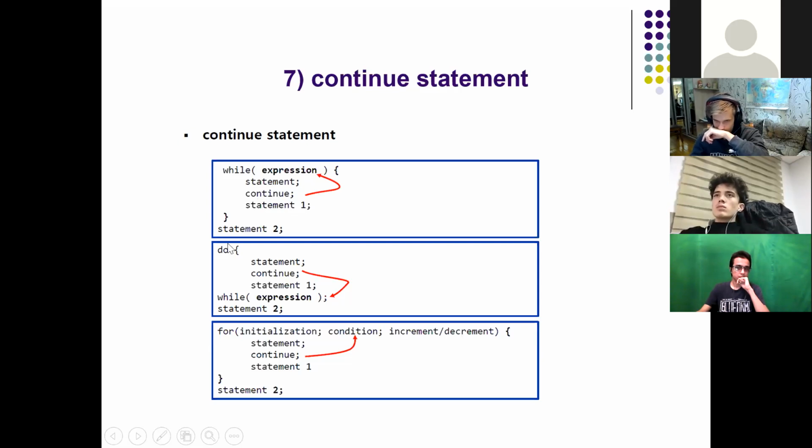For example, here is also a do while loop. Continue statement, then skipping statement 1 and then doing this expression, checking the condition. For loop also has the continue statement. If it matches, then it will go automatically to the next iteration, which means it's skipping the last statement.